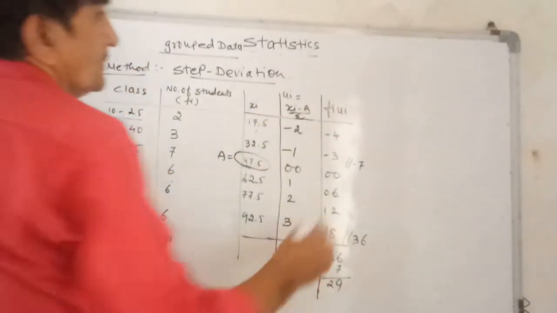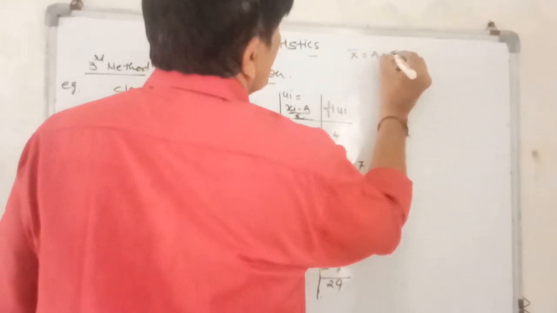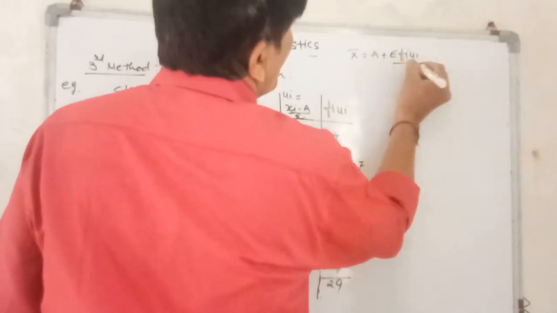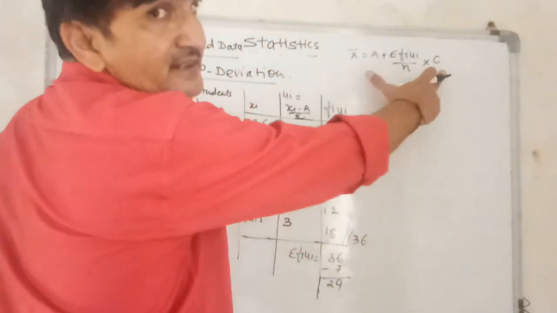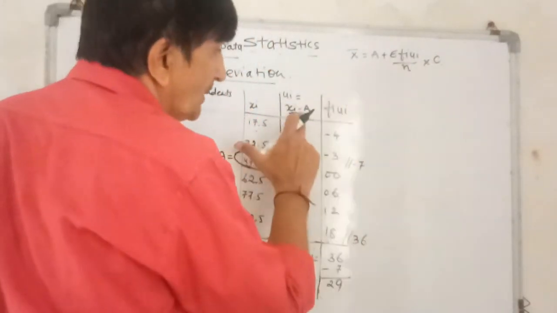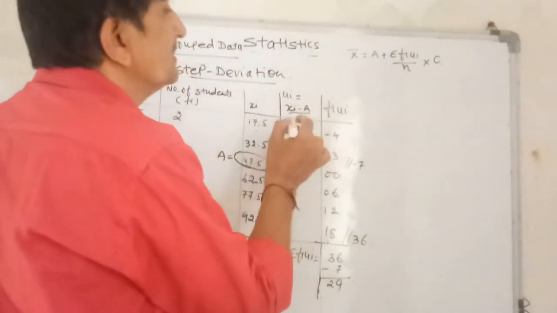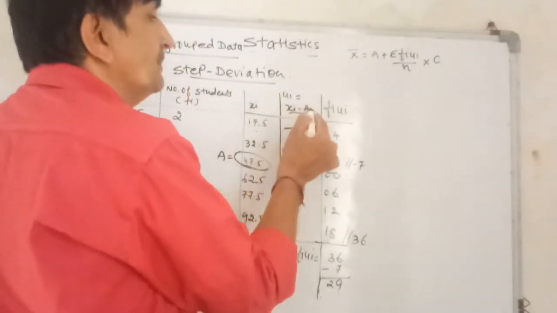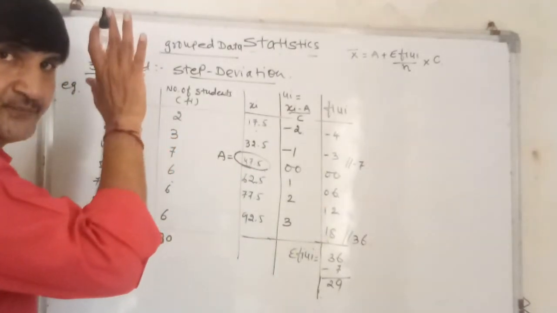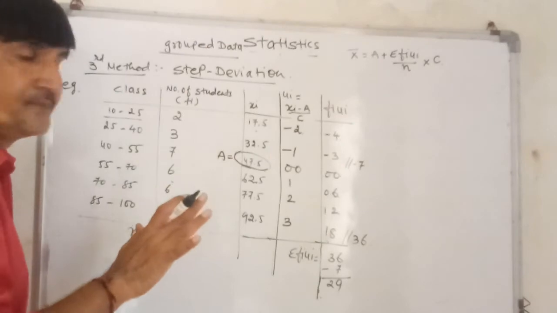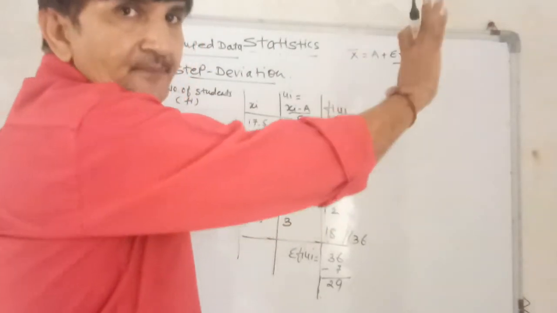Now your formula is x bar is equal to A plus sigma FiUi upon n into C. Additionally, we get C in the formula. Why? Because we have divided the formula by C. In the assumed mean method it was xi minus A only. Here it is xi minus A upon C. C means your class length, 25 minus 10, so it is 15. So C is 15. Clear? So we are dividing by C, so in the formula we are multiplying by C. So it will be same.